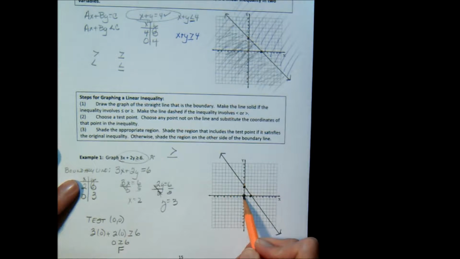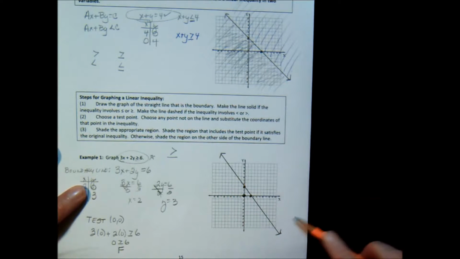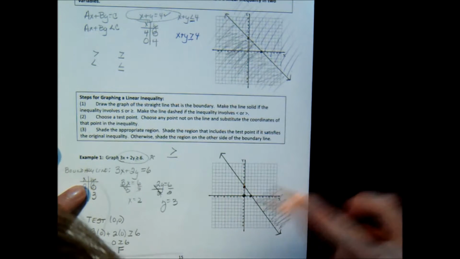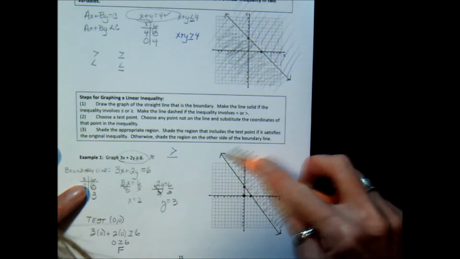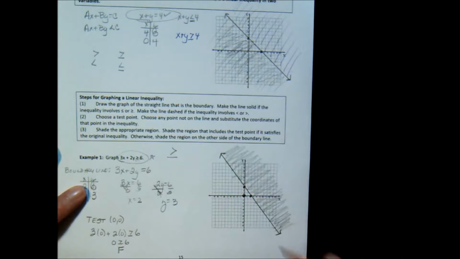It's not in the correct region. So it's not the region under the line that I want. The region that I want is the region above the line. And yes, I know in this case, the greater than or equal to actually did refer to above. But remember what I said, that isn't always true. So let's look at the next example.